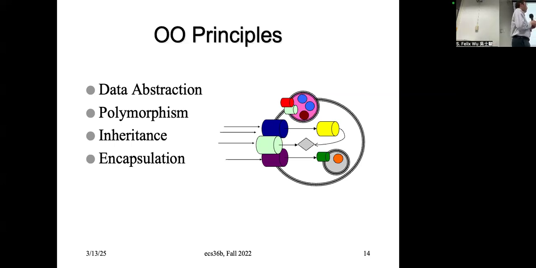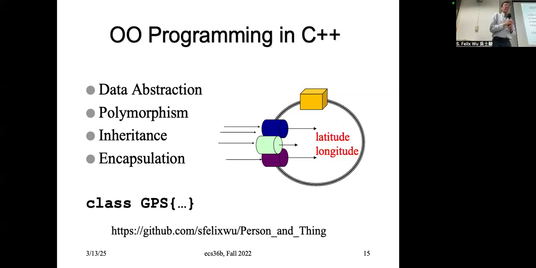Okay, so in object-oriented programming, I have a few things. I will talk about these one by one, so you don't need to remember this: data abstraction, polymorphism, inheritance, encapsulation. I will start with data abstraction, which is the class. I will use an example. What is a class? A class looks like this.